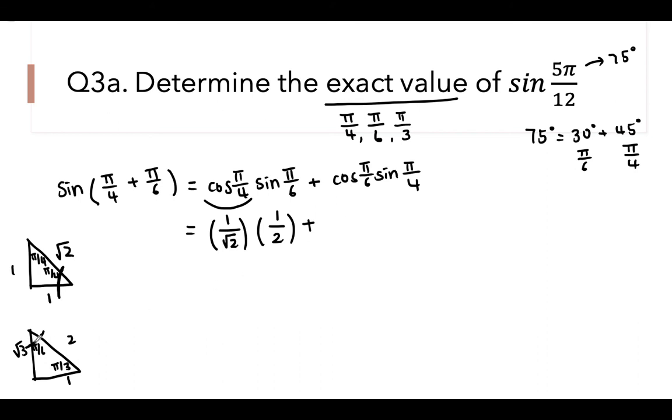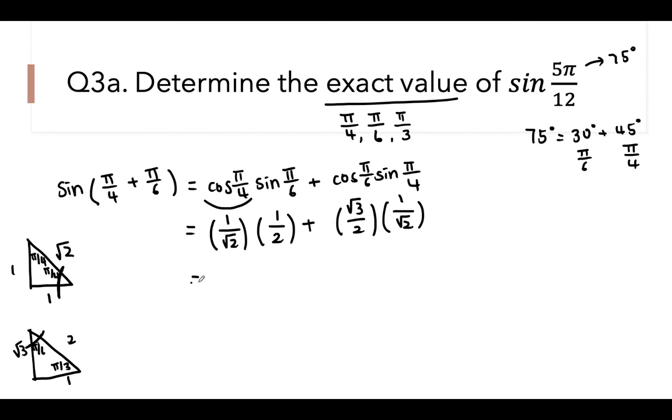So pi over 6 here, cosine is going to be adjacent over hypotenuse. So it's going to be square root 3 over 2. And sine pi over 4, so it's opposite over hypotenuse. So it's 1 over square root 2.